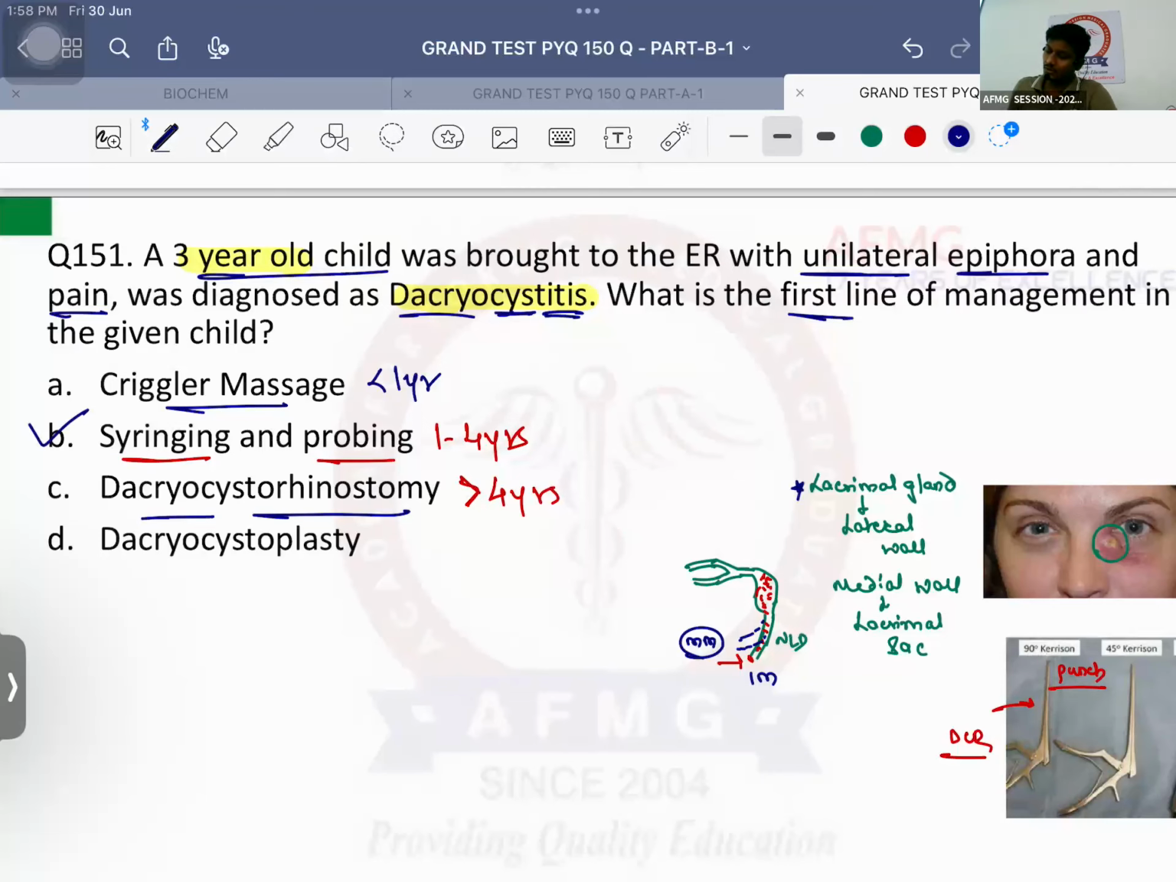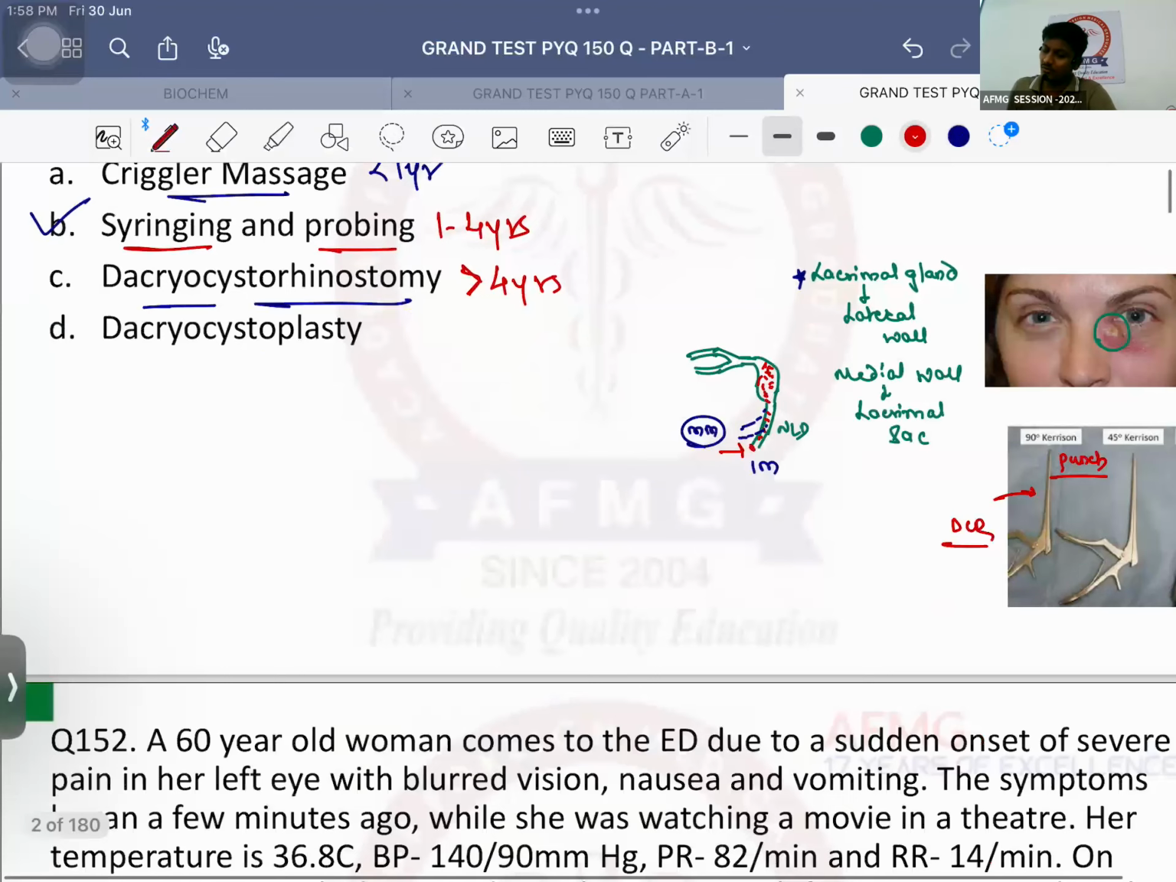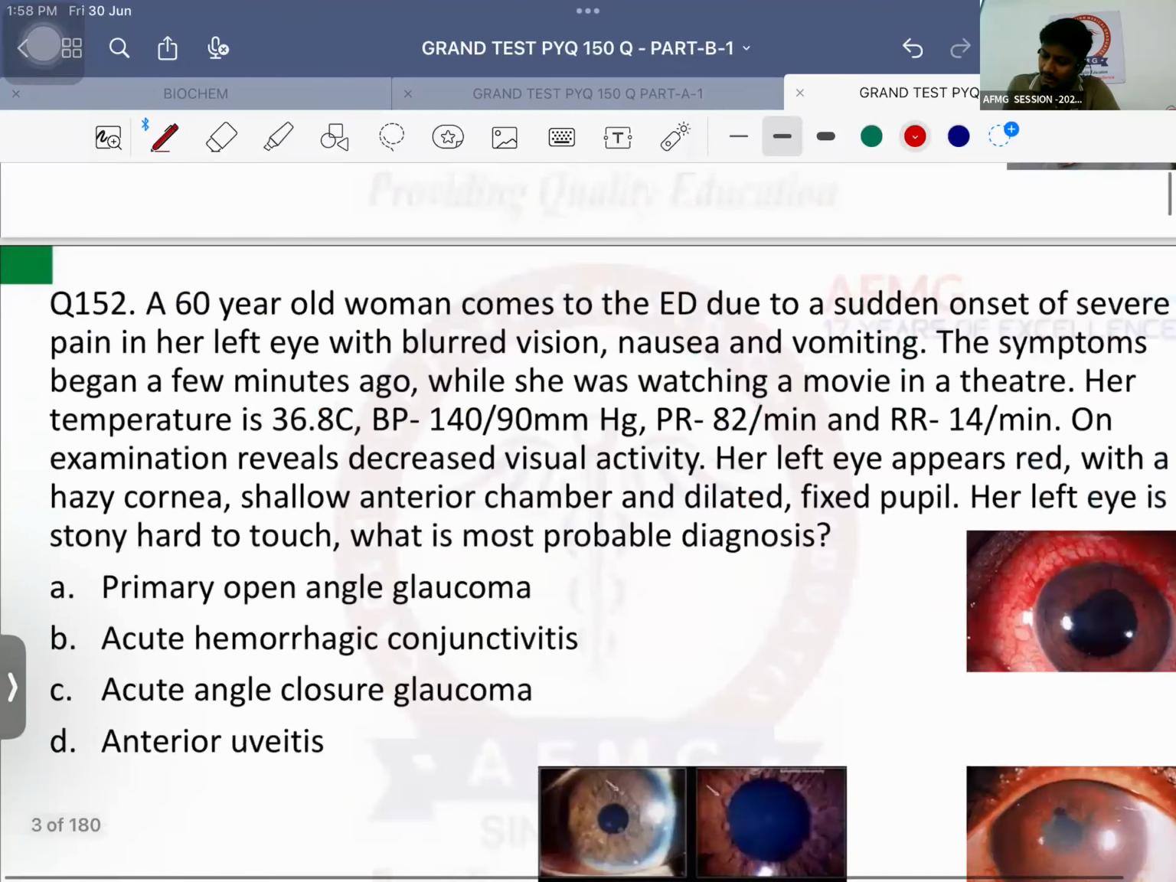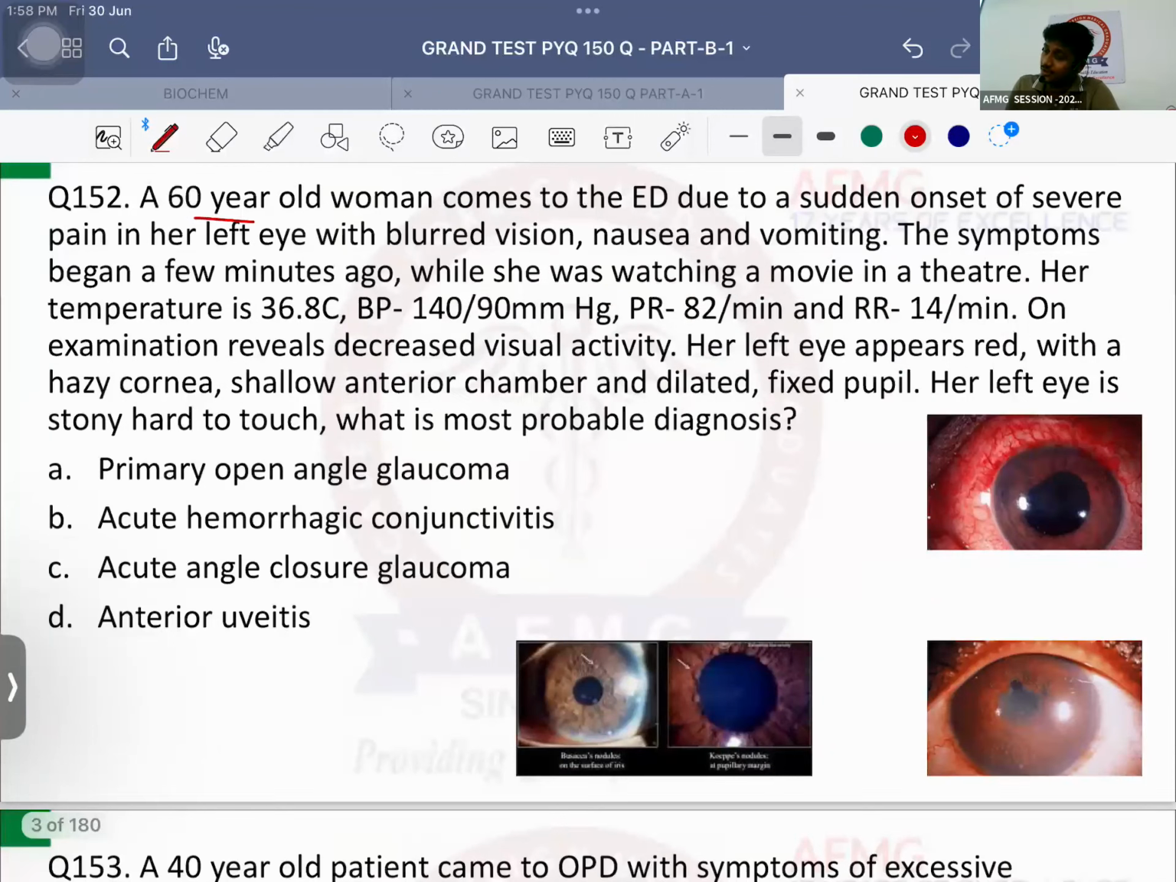Okay? So, question number 152 now. A 60-year-old woman comes to the emergency department due to sudden onset, severe pain in her left eye with blurred vision, nausea, vomiting. The symptoms began a few minutes ago while she was watching a movie, okay, in a theater. Her temperature is 36.8 degrees Celsius, normal.